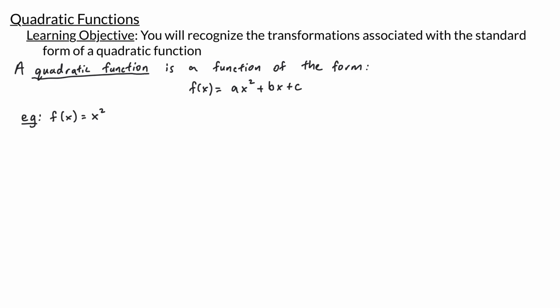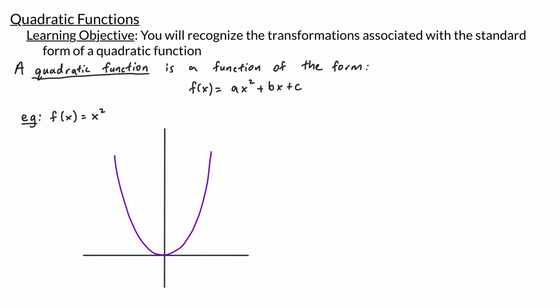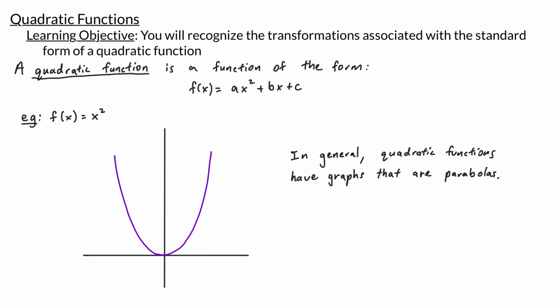An example of a quadratic function is f of x equals x squared. In this example, the a would be 1, the b would be 0, and c is also 0. The x squared function is a function that we've worked with before, and if you remember, its graph looks like this. The shape of this graph is called a parabola, and it turns out that in general, quadratic functions all have graphs that are parabolas.